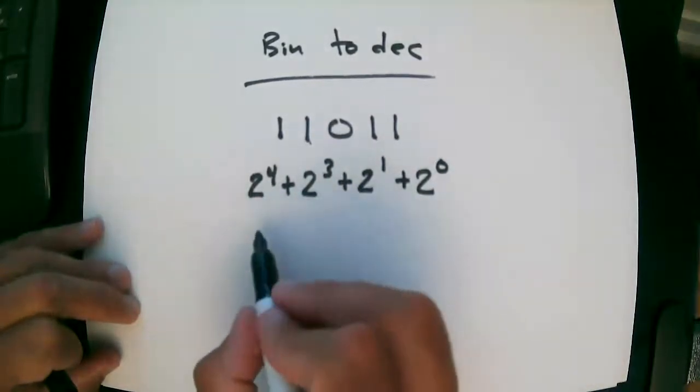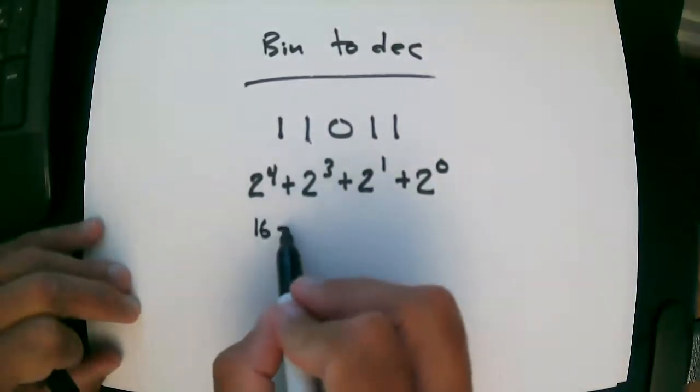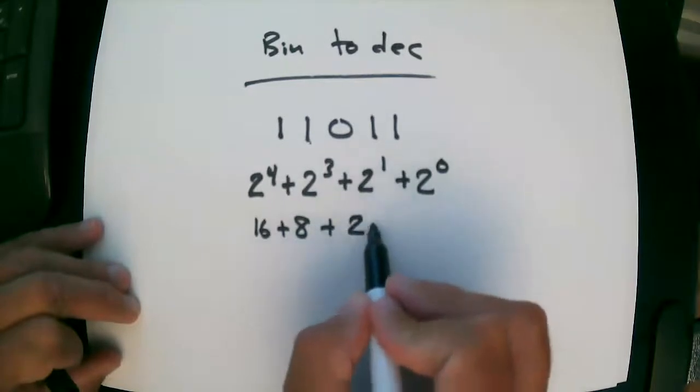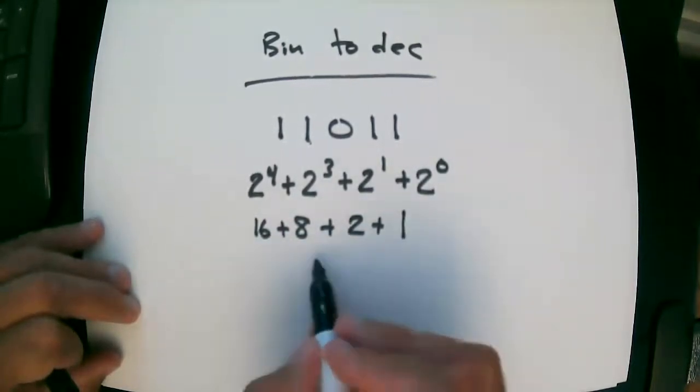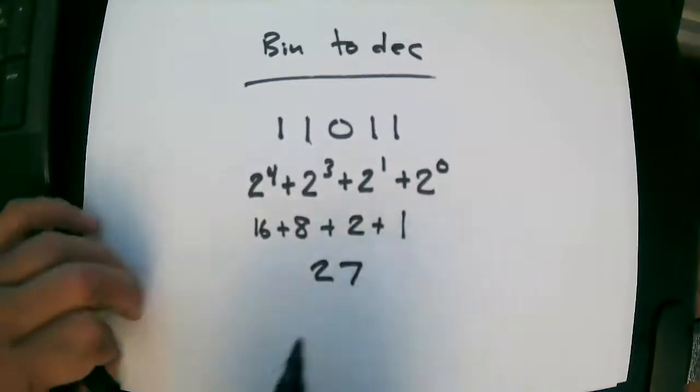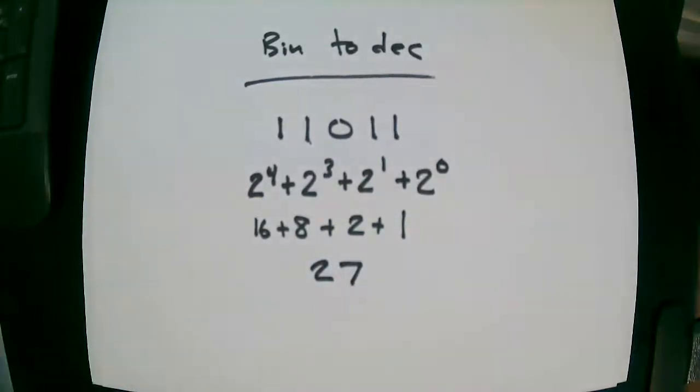And so I'll work that out. 16 plus 8 plus 2 plus 1. And let's see, 16, that's 24, 26, and 27. Right, so 27 would be the decimal representation of 11011.